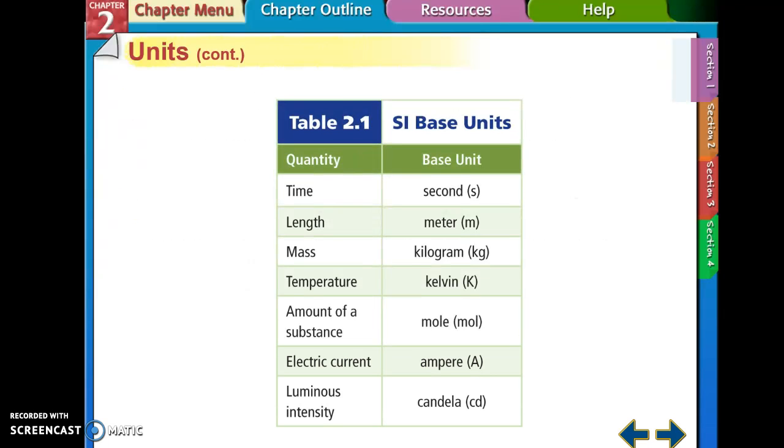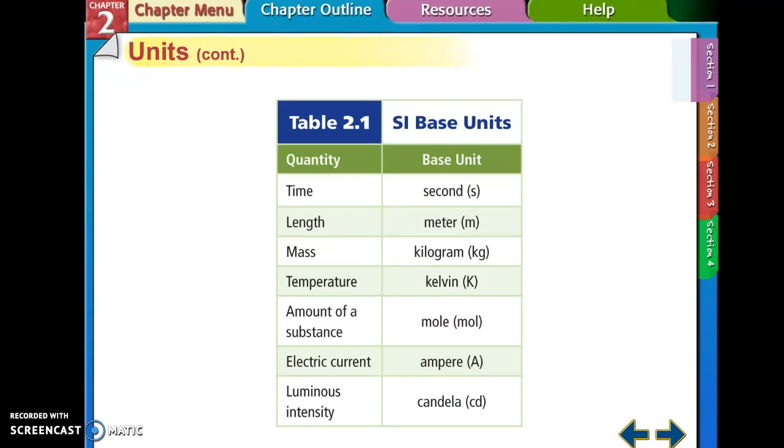So the base unit for time is a second. When we're measuring time, most of the time we measure in minutes or hours, but scientifically you're going to measure things in seconds. Length is in meters. Mass is in kilograms, not grams. That tends to confuse people, but the base unit for mass is kilograms. And temperature is Kelvin. We're going to talk about Kelvin a lot more in Chapter 13.